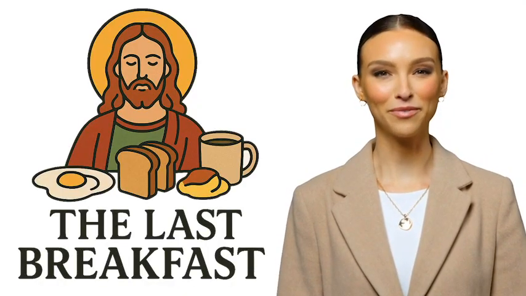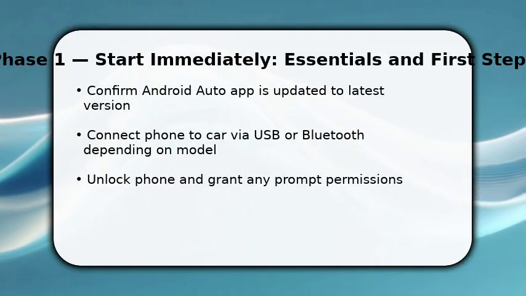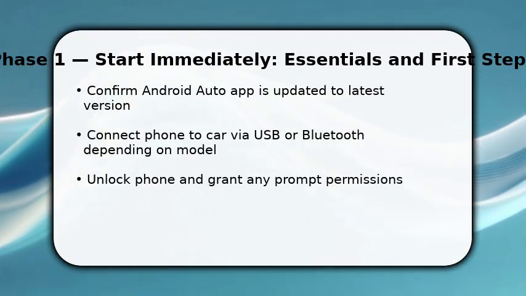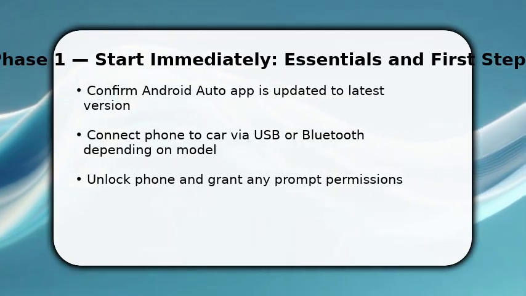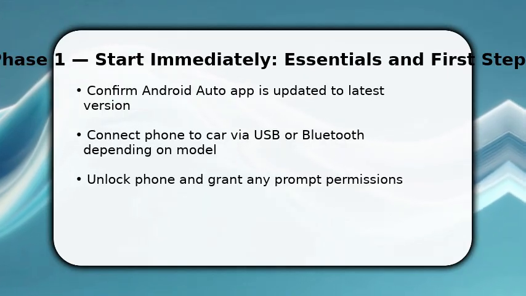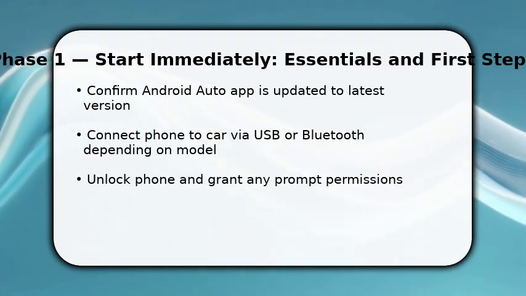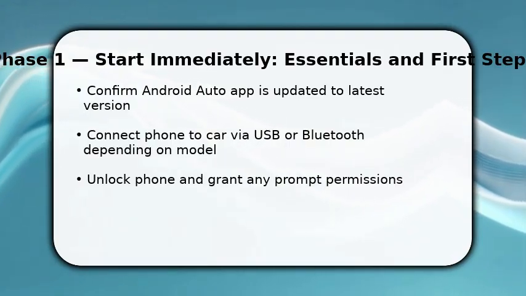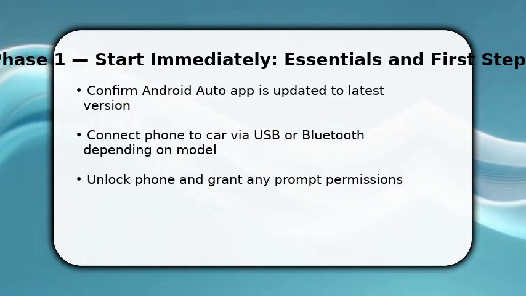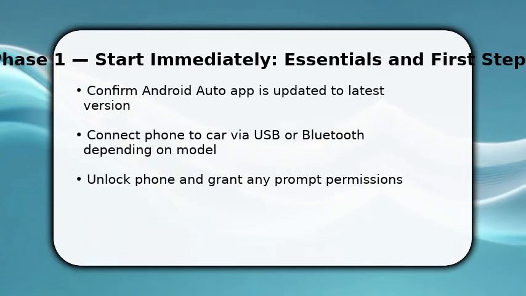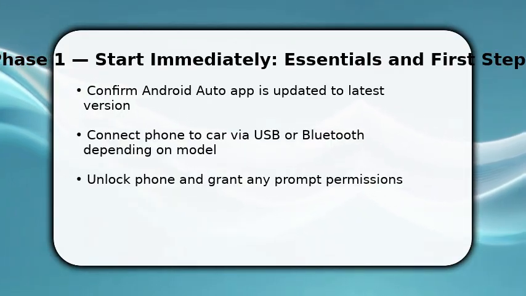Please enjoy the video. You start by preparing the phone and car. Update Android Auto, connect via USB or Bluetooth, and unlock the device so prompts appear. Once connected, open Android Auto on your phone or head unit. Make sure the app can access photos and storage so wallpapers are selectable. This initial step prevents errors later because denied permissions are the most common blocker.